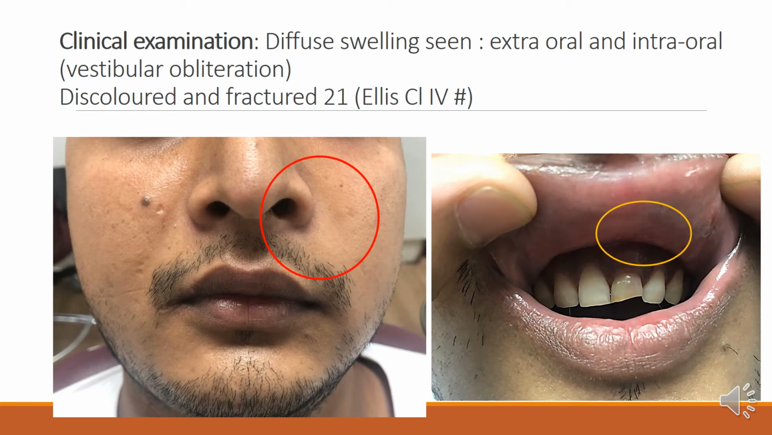This is the clinical picture of the patient, where you can see that there is a diffuse swelling, not very notable, but could have been more clearly seen on clinical examination on the left side of the cheek region. And intraorally there was vestibular obliteration. So this is the patient trying to pull his upper lip up himself, because he was in pain, and then there was definite vestibular obliteration.